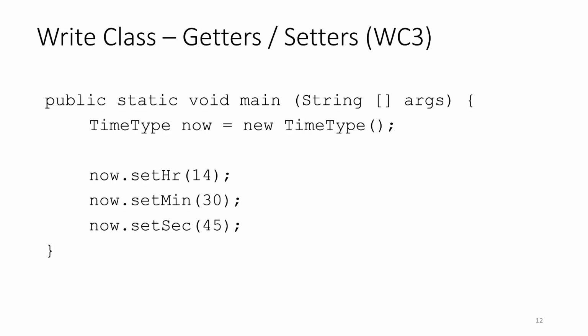We can now call the set methods to set the hour to 14, which would be 2 p.m., set the minute to be 30, and set the second to be 45, indicating that now it is 2:30 and 45 seconds in the afternoon. If we wanted to retrieve those values, we would just call the getter methods. That is the end of this worked example.